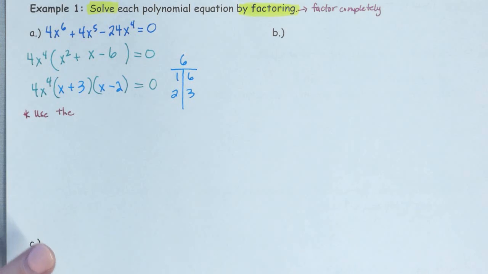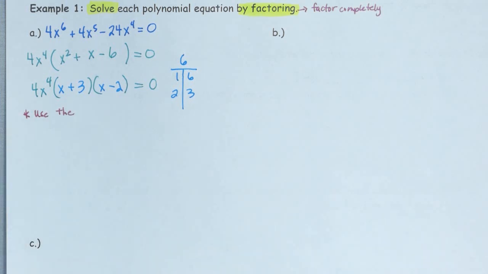So what is my next step? I want to find the values for x. What can I do? What have we done? We've done this before. We just didn't have this many factors. Yeah, we're going to set them equal to 0.